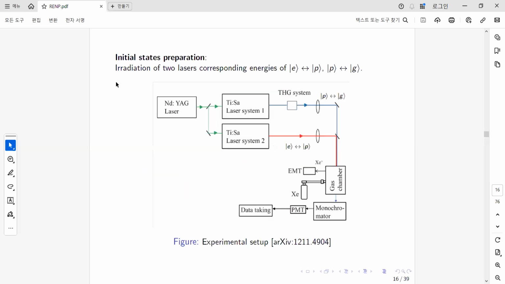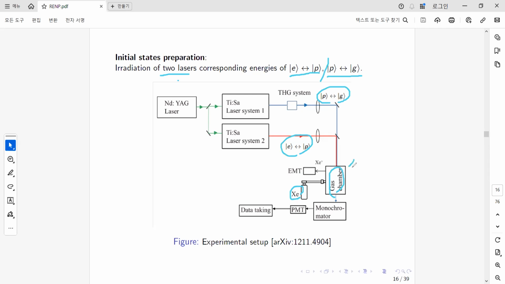So this is a realistic experimental setup. The initial state is prepared by the irradiation of two lasers, corresponding to the energies for the excited and intermediate states and the intermediate and ground states. So for this system, there are two lasers with two different frequencies for the gas chamber with the xenons.